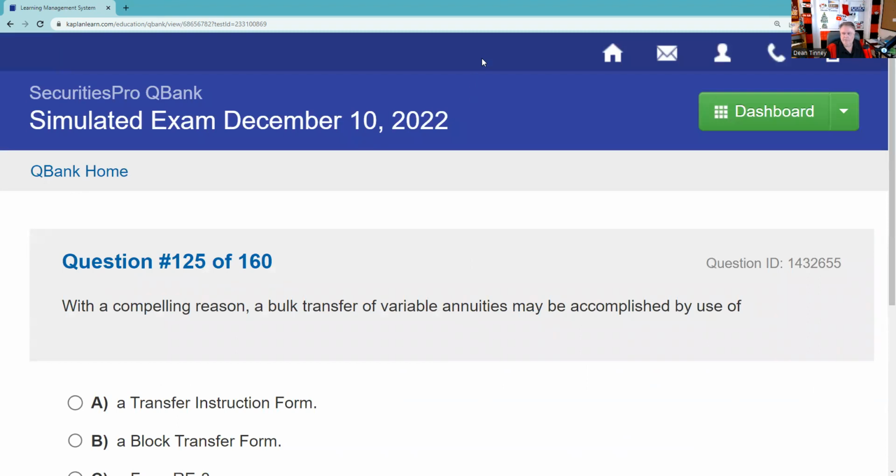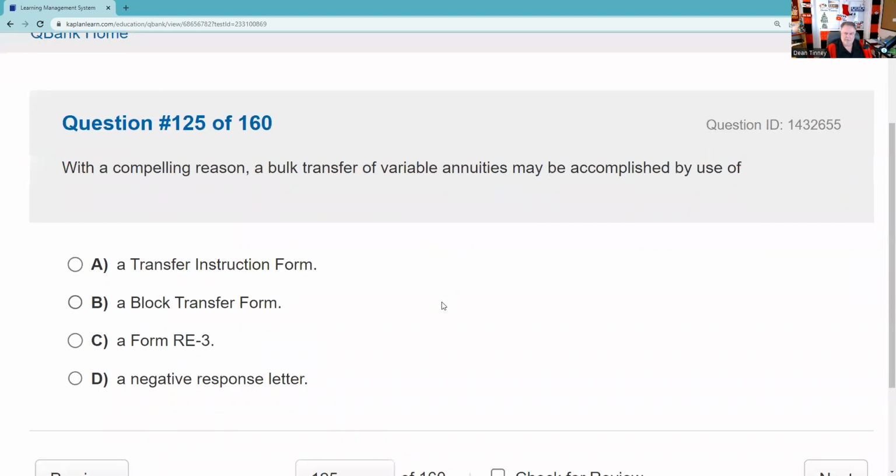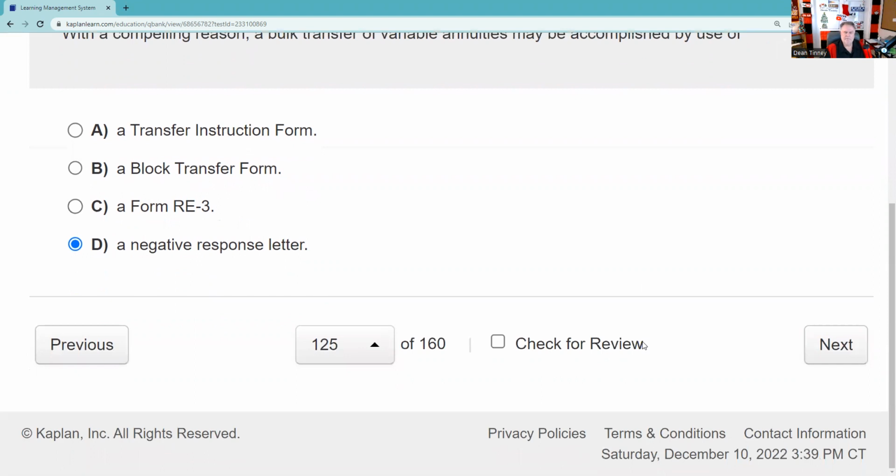125. With a compelling reason, the bulk transfer of variable annuities may be accomplished by the use of a negative response letter, which means no news is good news, or we can move forward. And so the answer is D, a negative response letter, right? We could have done this by process of elimination as well.